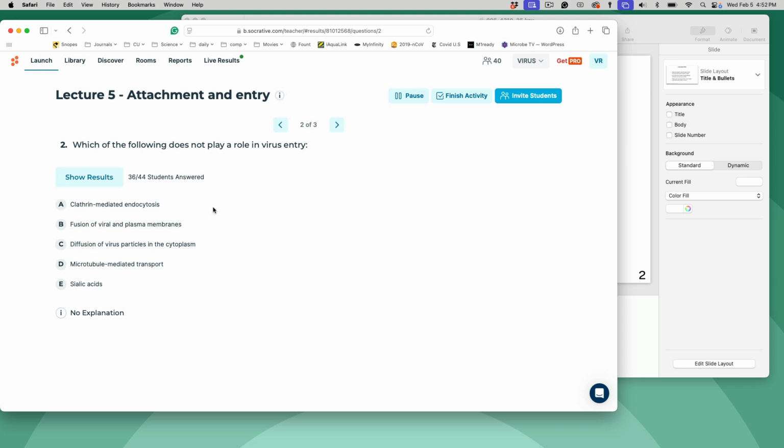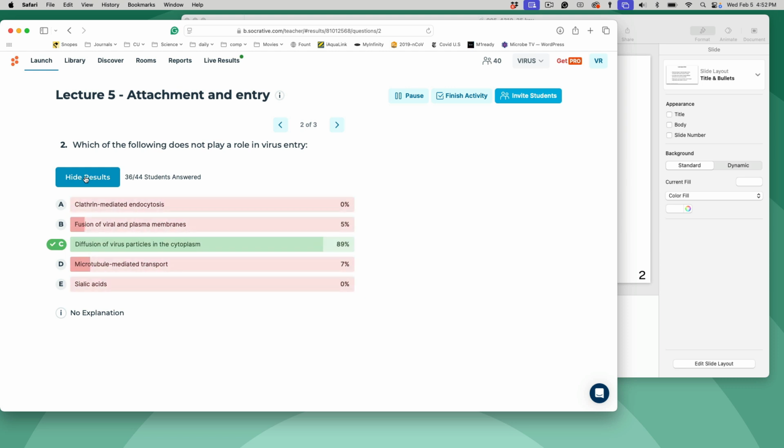Okay, let's see how we did here. Yes, diffusion doesn't play a role. Almost everyone got that. Fusion of viral and plasma membranes for sure plays a role, right? Endocytosis plays a role. Microtubule-mediated transport, and sialic acids can be a receptor. So the one that doesn't is diffusion.